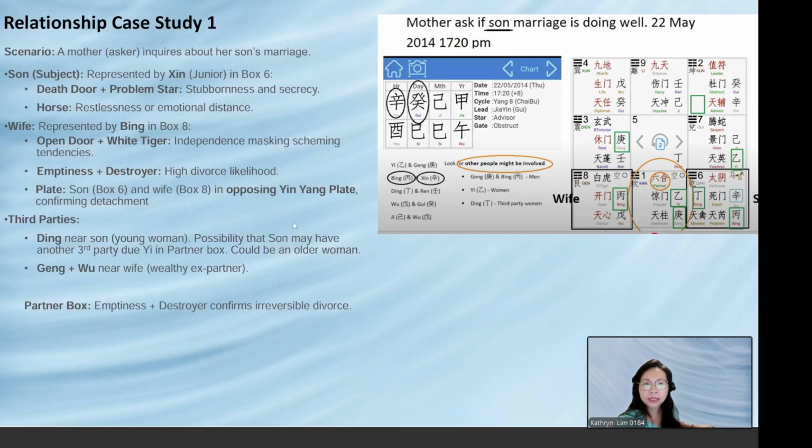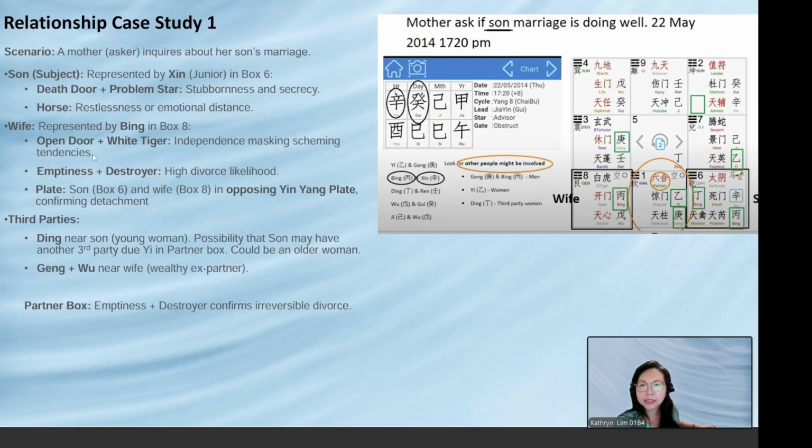This is one of the relationship case studies, where the mother wants to inquire about the son's marriage. The son in this case is represented by Xin. I won't go through too much, but this relationship reading shed more light on what actually happened to the relationship.